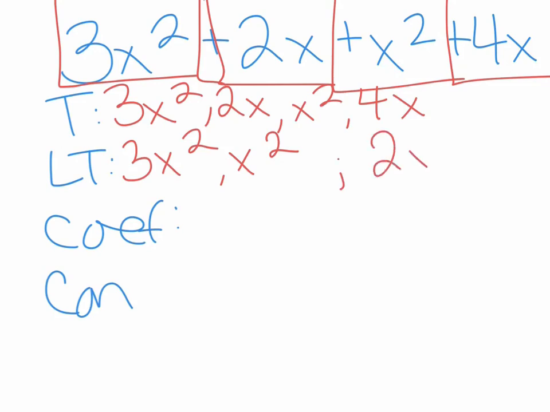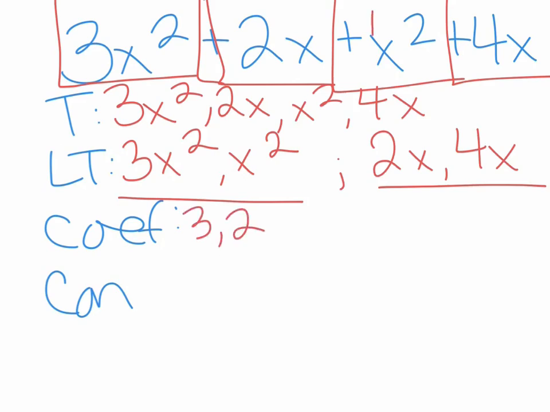And then we have 2x and 4x are also like terms, but all 4 of these are not the same. It's these 2 are the same and these 2 are the same. So we have 2 sets of like terms. Coefficients of 3, 2, remember your invisible 1, and 4, and we have no constants.